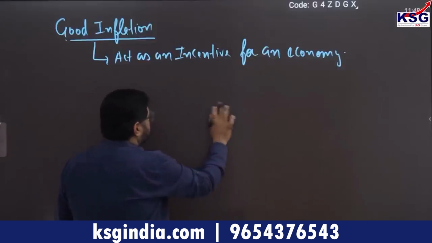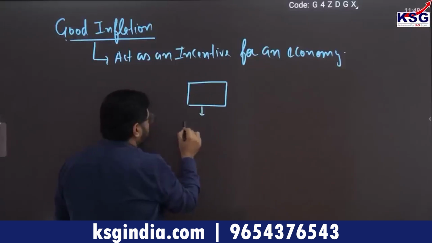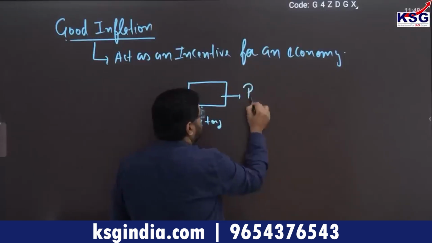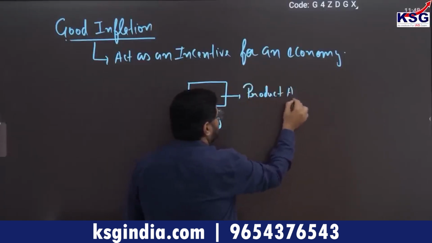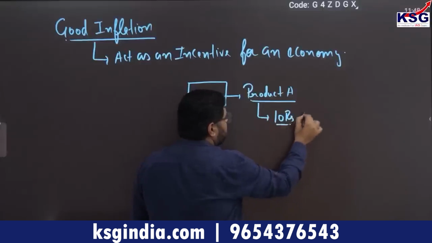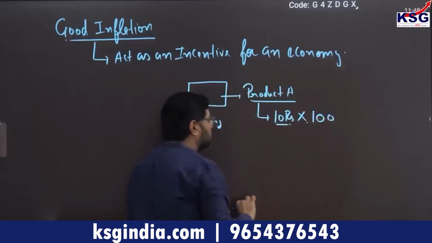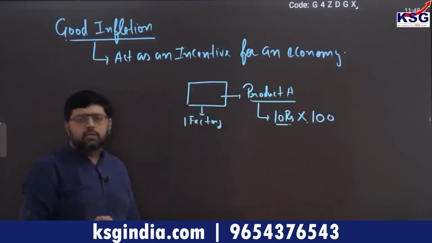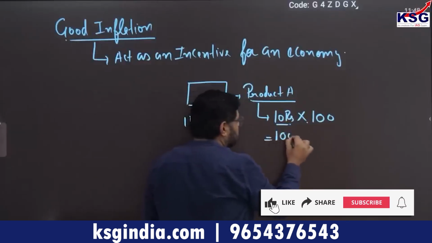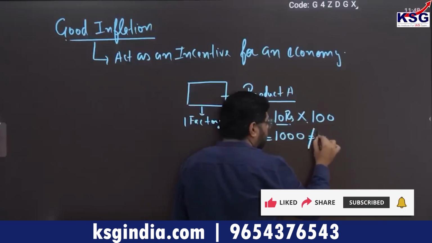For example, assume that there is only one factory in an economy, and that factory is producing some product, for example product A. Now assume that the price of this product is 10 rupees, and in 1 year this company has produced 100 products. So can we say that the total income of this company is 1000 rupees? This is the total income that the company earned in 1 year, that is per year.